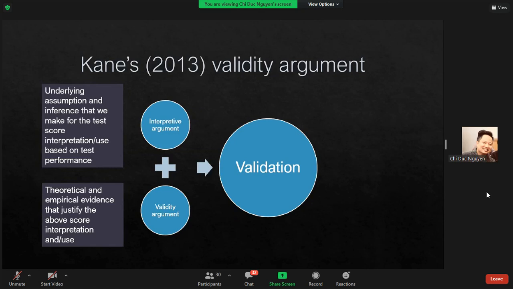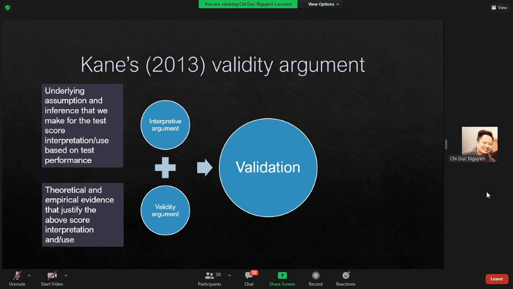Okay, for example, we have the test score, and now there is our decision. In order to go from the test score to the decision, how many kinds of assumptions do we have to make? How many kinds of inferences do we have to make? Do we have enough evidence to justify the plausibility of that assumption or of that inference? In this case, these underlying assumptions and inferences are supposed to be your claims. Okay, so those are the underlying claims that you base yourself on in order to make the decision based on the test score.